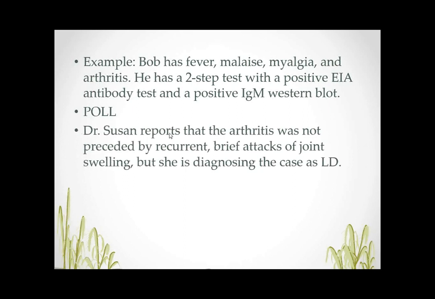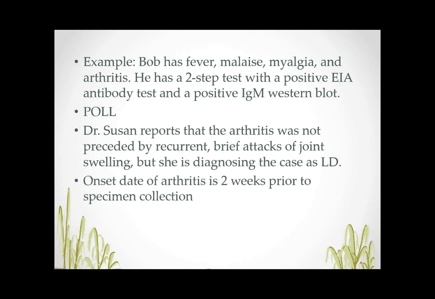So Dr. Susan reports that the arthritis was not preceded by recurrent brief attacks of joint swelling, but she is diagnosing the case as Lyme disease. She reports an onset date of arthritis 2 weeks prior to specimen collection. All right, so we're going to do another poll based on this information. How would the case be classified?